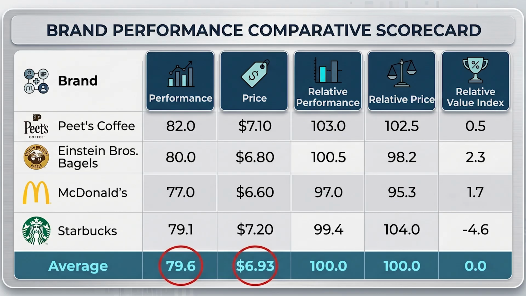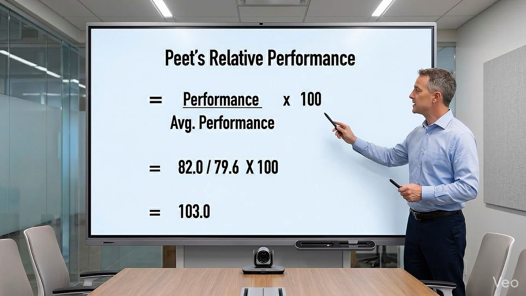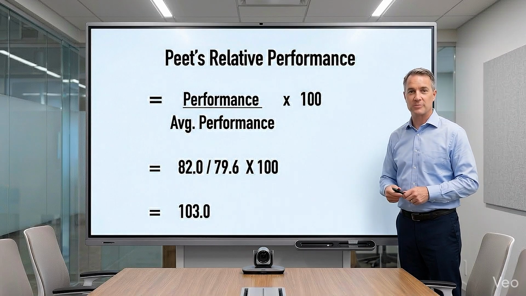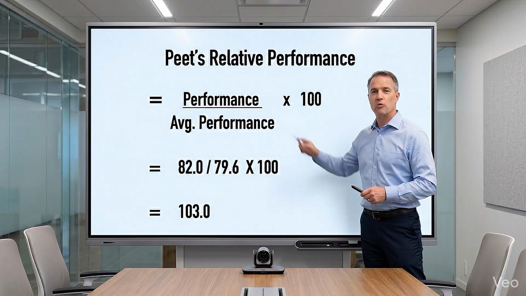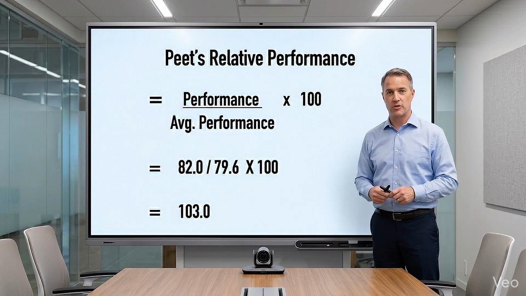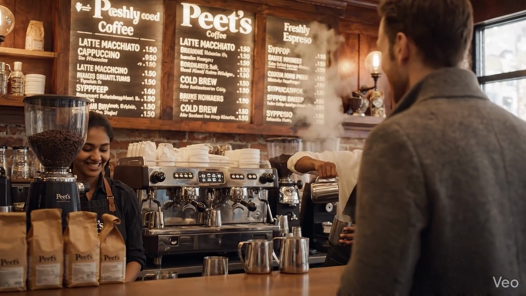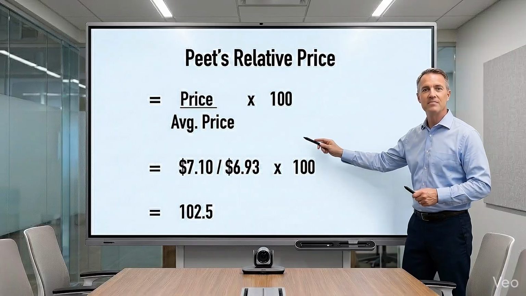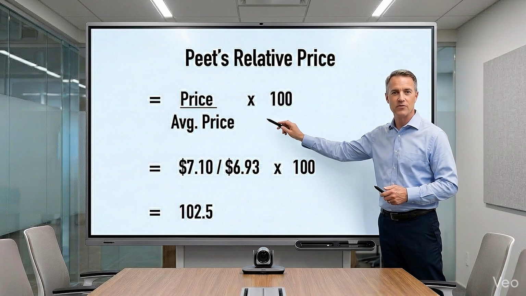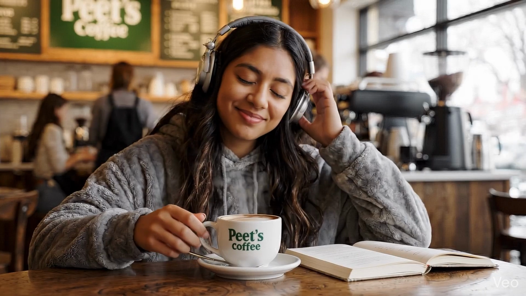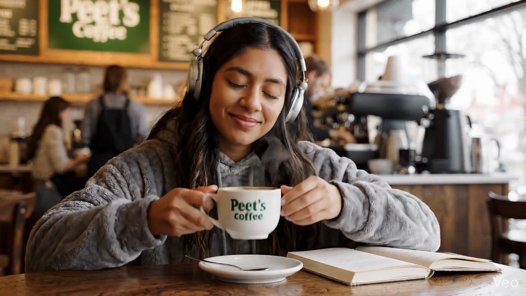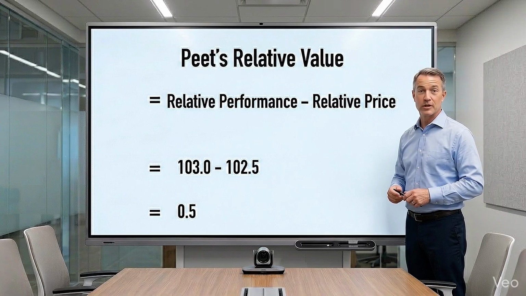This produces an average performance for all four competitors of 79.6, an average price of $6.93. Relative performance is performance divided by the average performance times 100, and 103 for Pete's Coffee Shop. Relative price is price divided by the average price times 100, and 102.5 for Pete's Coffee Shop. Relative value is a difference between relative performance and relative price, and for Pete's, a value index of plus 0.5.